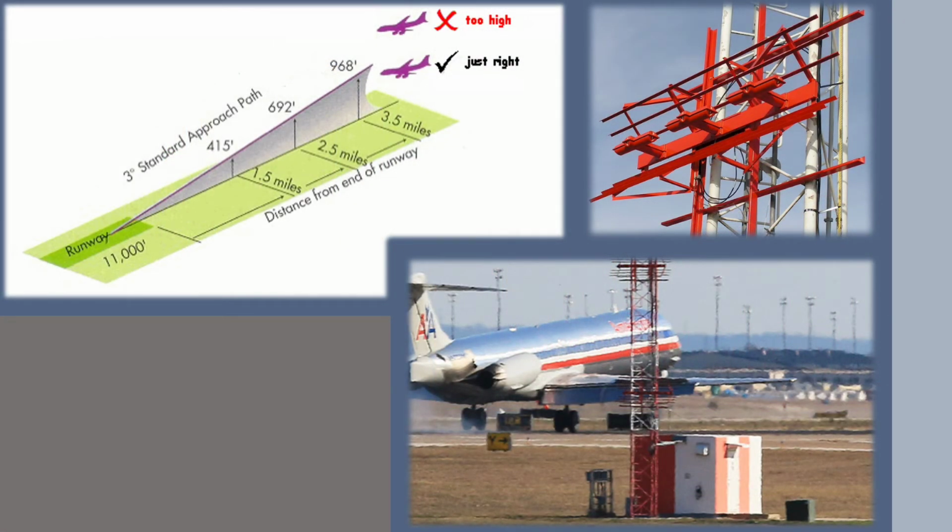The descent profile of the aircraft is controlled by a glide slope broadcast. This is calibrated to 3 degrees of descent to bring the aircraft to the correct touchdown point. This broadcast antenna is at the end of the runway, offset from touchdown.